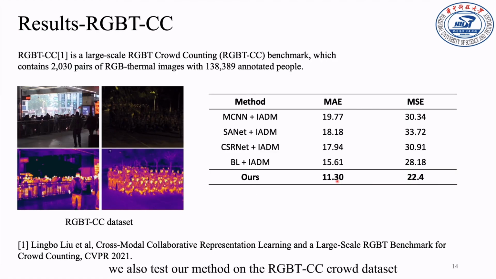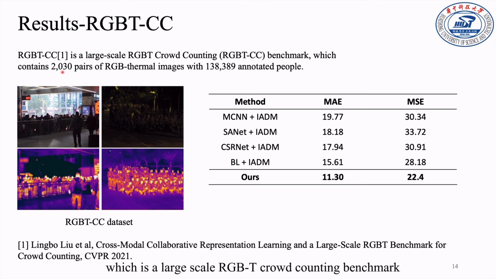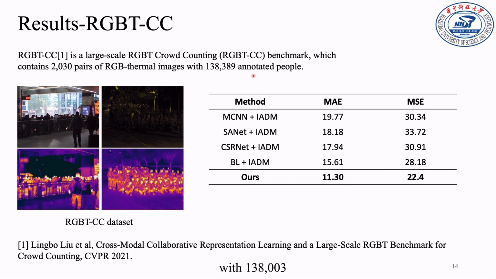We also test our method on the RGBT-CC crowd dataset, which is a large-scale RGBT crowd counting benchmark, containing 2030 pairs of RGB-thermal images, with 138,389 annotated people. Note that we do not use external datasets for pre-training on this dataset. We can see that the proposed method also achieved the best result.